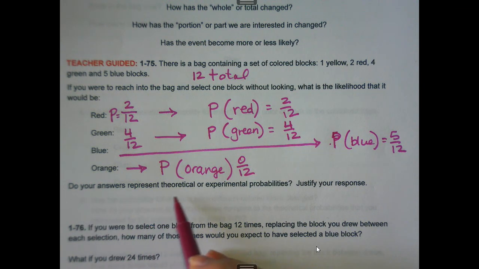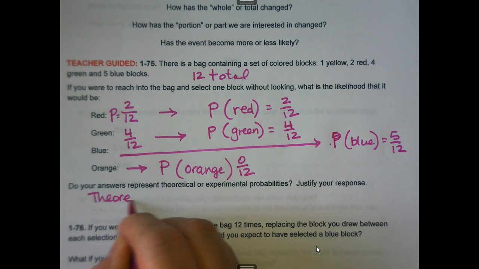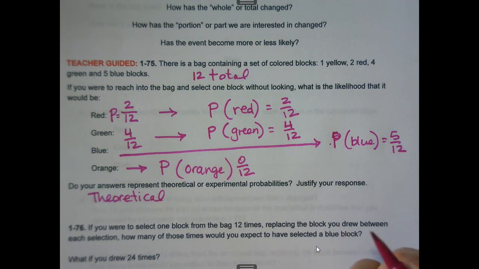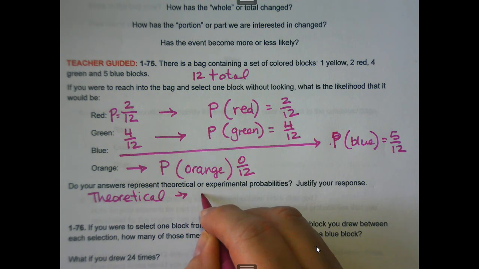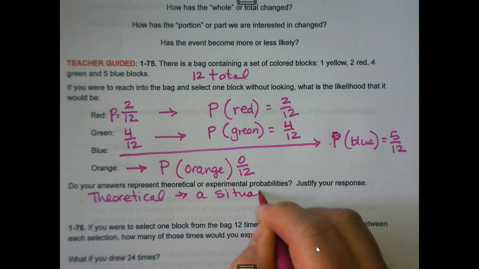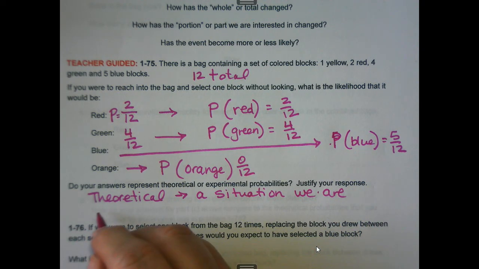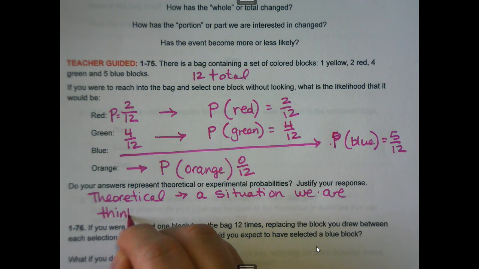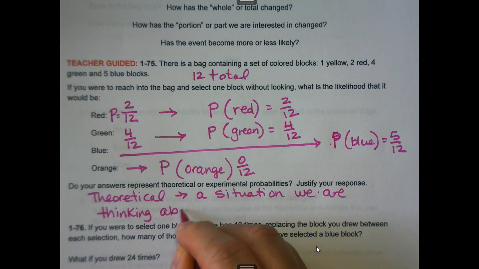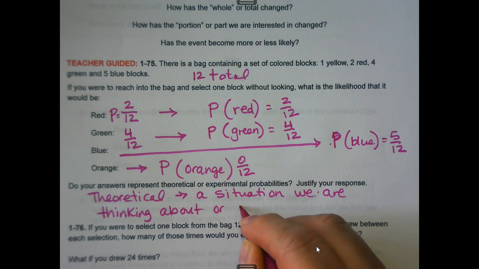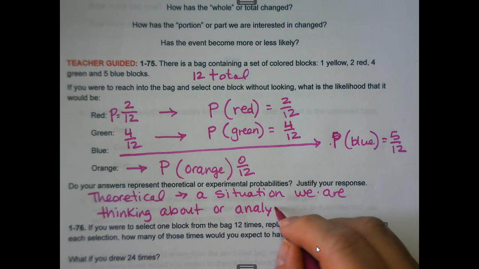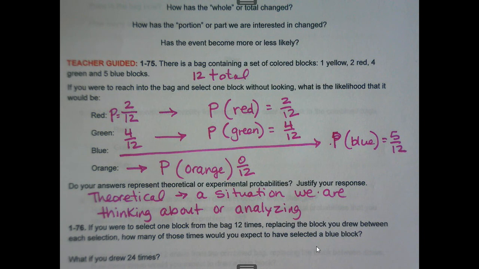Do your answers represent theoretical or experimental probabilities? This would be theoretical because it's a situation we are thinking about or analyzing. We have not done an experiment. It's a what if type of situation.